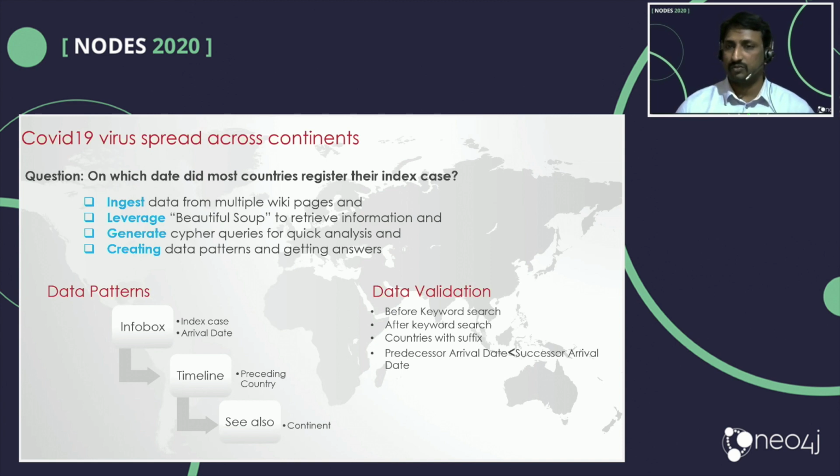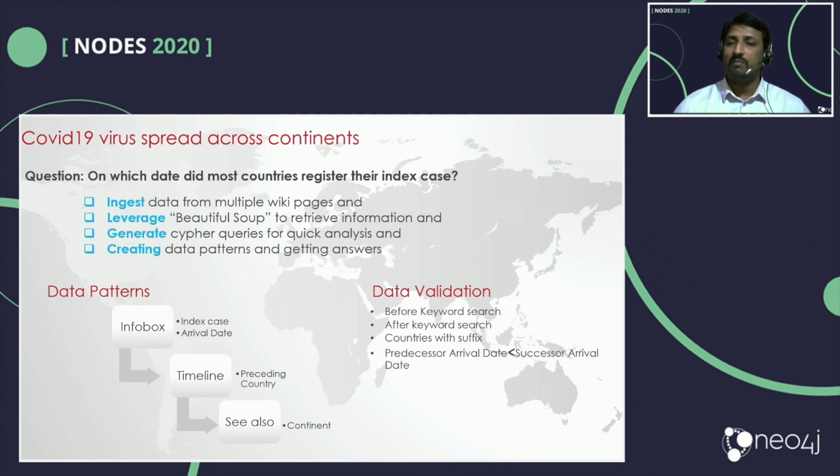Now the infobox, which everybody knows, is something on every Wikipedia page where they give the complete details of all the attributes and values. So in our case, for this visualization, we need only the index case location and the arrival date. So that is one kind of pattern we are checking here. And the second thing is the timeline.